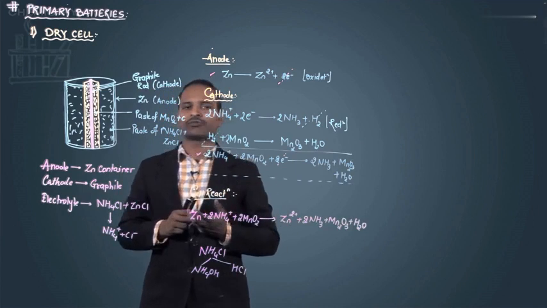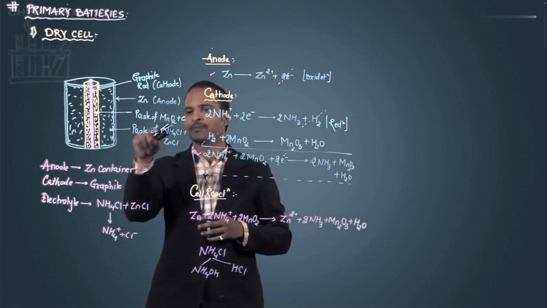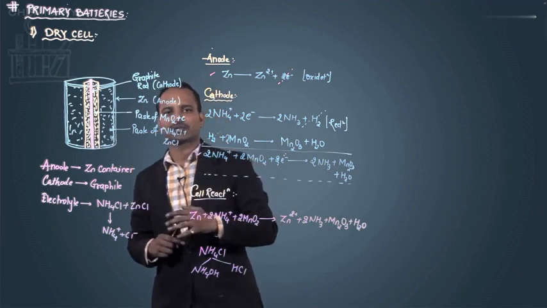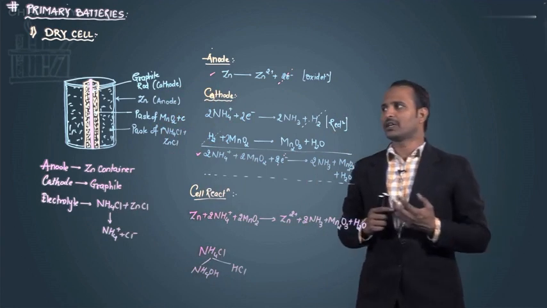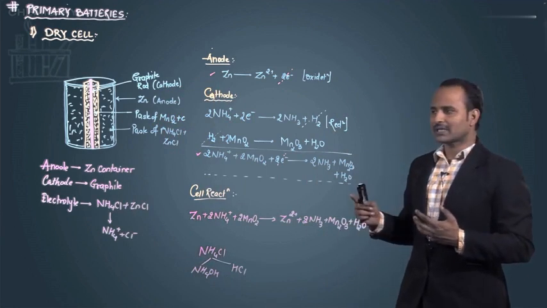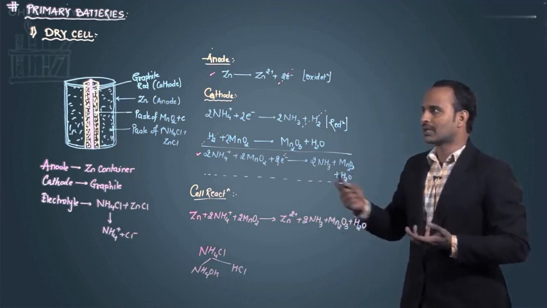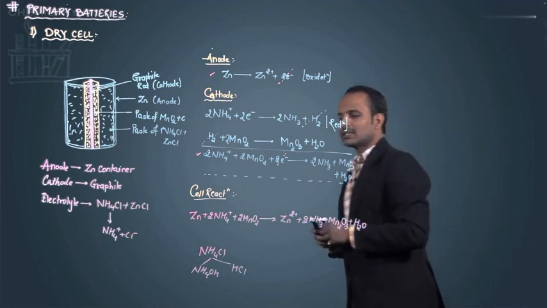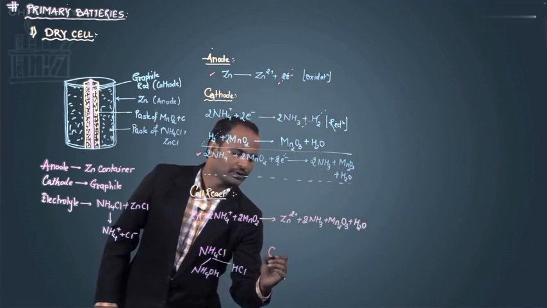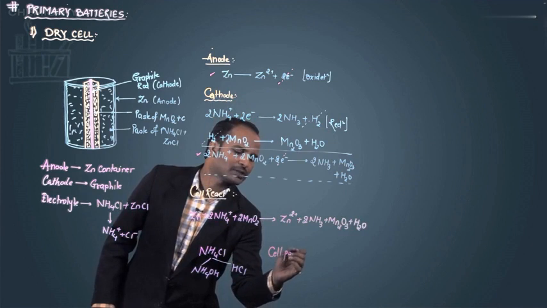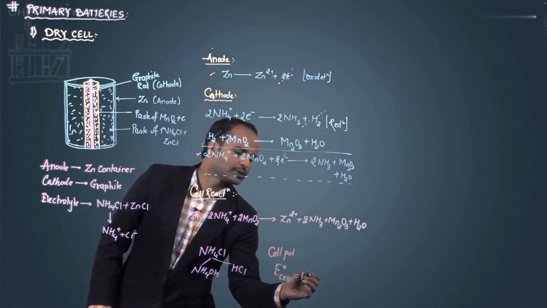In the alkaline dry cell, what we do is replace the ammonium chloride electrolyte with some basic substance like potassium hydroxide. So nowadays, instead of the actual dry cell, we are using the alkaline dry cell, whose life is a little bit more than the normal dry cell. The cell potential is 1.2 to 1.45 volts. Cell potential means E naught cell value, which is 1.2 volts.